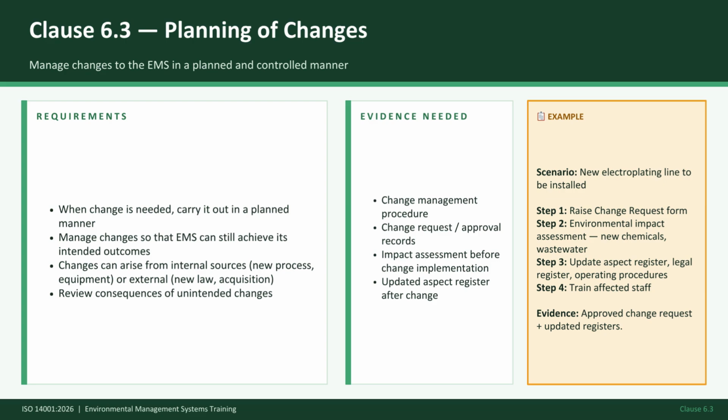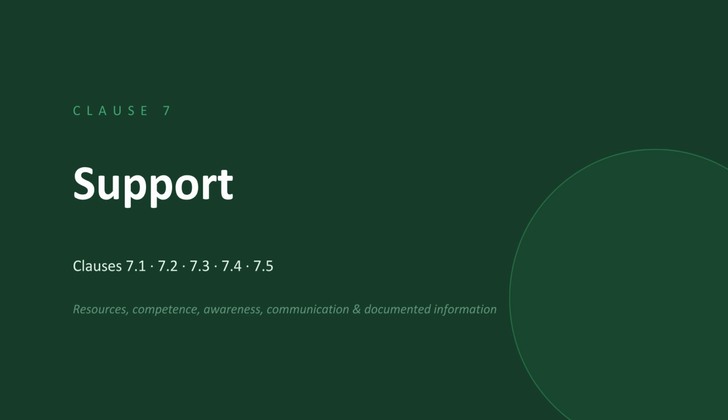The change management process should ask, what is the environmental impact of this change? Does it affect our aspect register? Our legal register? Our operating procedures? What training is needed? Changes can come from inside, new equipment, restructuring, or from outside, new laws, loss of a permit, climate-related events. The evidence is a change request form or change management procedure, with records showing the environmental impact was assessed before implementation.